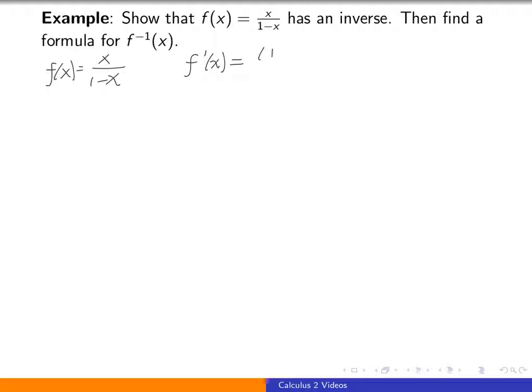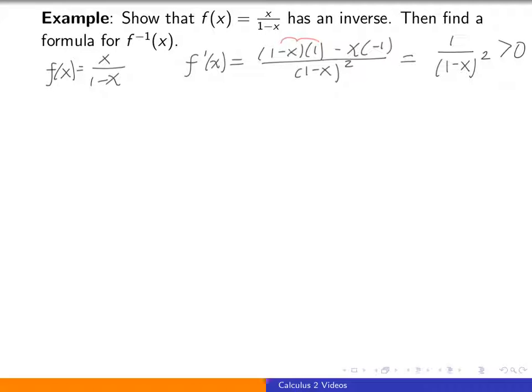The quotient rule tells us low d high minus high d low, all divided by the bottom squared. So in the top, if you think about distributing through, you have 1 minus x, then you have minus a minus, so plus x. So 1 minus x plus x is just 1, and this is all divided by 1 minus x quantity squared. And if we have 1 over 1 minus x squared, that's going to be positive on its domain.